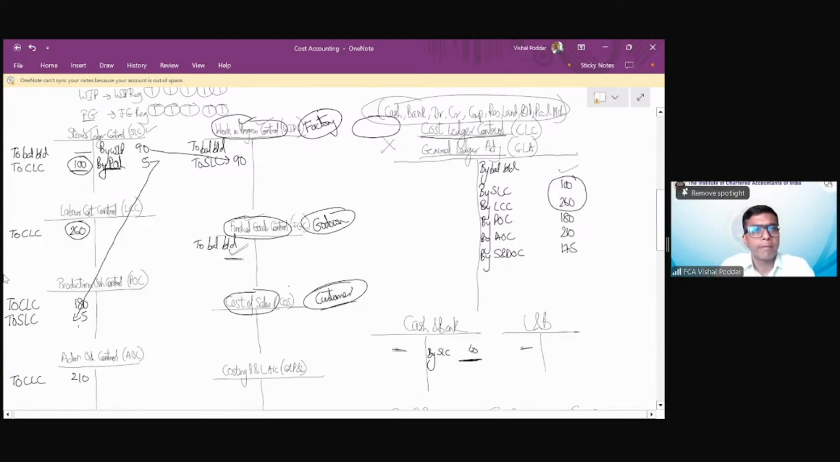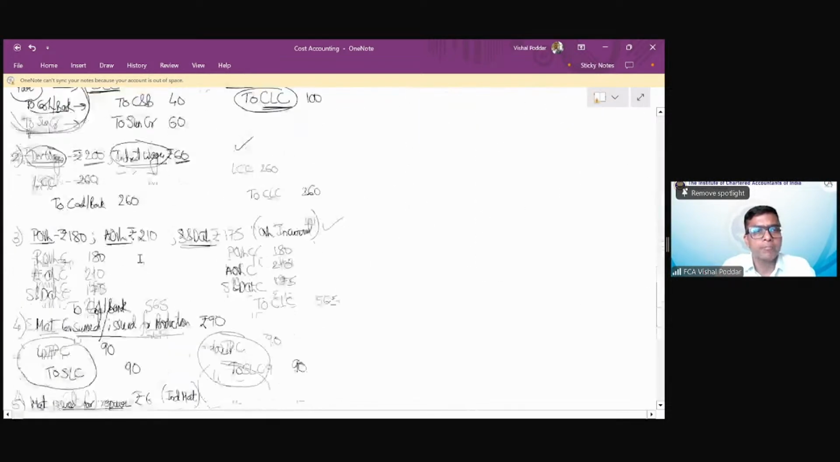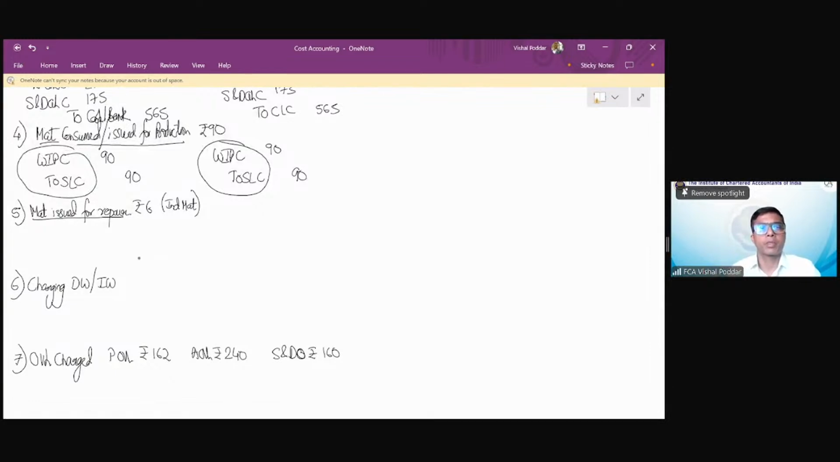So my journal entry here would be, I have given the material for repairs, assuming repairs is of machinery. So who is getting this material? The production overheads account is getting this material. So production overheads control is debited. Who is giving the material? The material account is giving the material. So SLC is credited. Again, here the entry would be same. So production overheads control debit. Who is giving the material? The material account, that is SLC, will be credited.